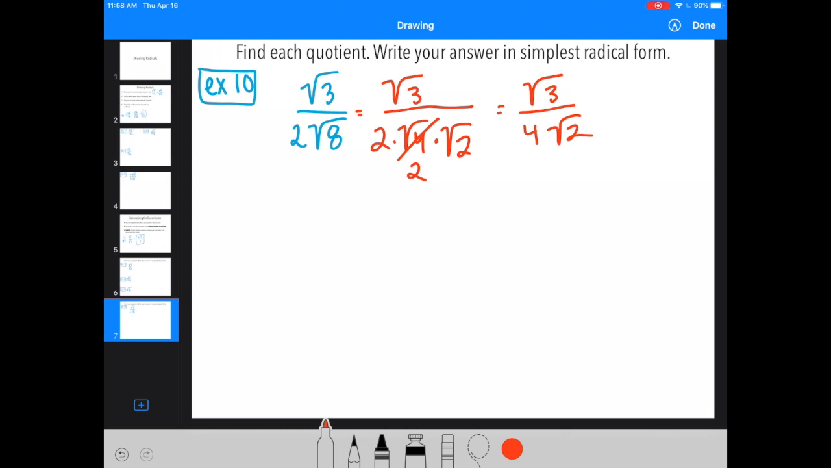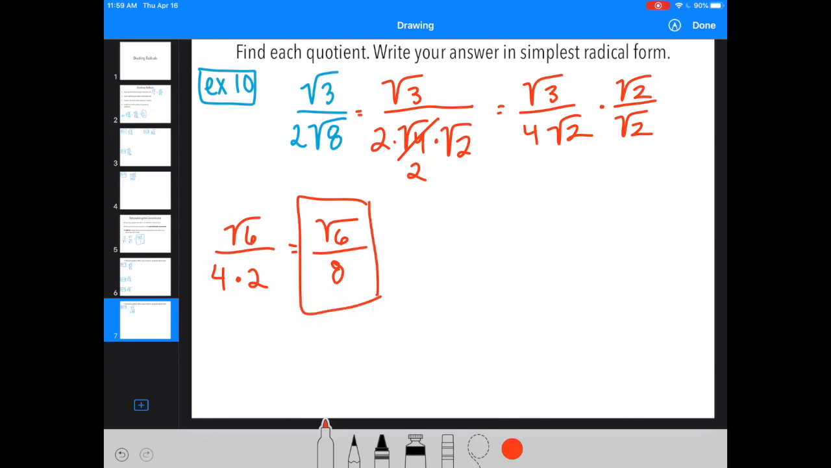Now that that's simplified, I need to get rid of that radical in my denominator. So I'm going to multiply by square root 2 over square root 2. I'm not going to attach that 4 on there. That's not what I'm trying to get rid of. I'm only trying to get rid of that radical. So I'm just going to multiply by that radical. In my numerator, I have square root 3 times square root 2, which gives me square root of 6. I'm going to multiply my coefficients in the denominator, giving me 4. And then square root 2 times square root 2 gives me 2. Simplify it one step further by multiplying 4 times 2. And my final answer is square root 6 over 8.